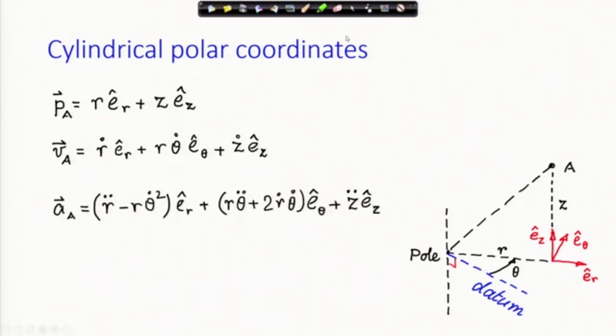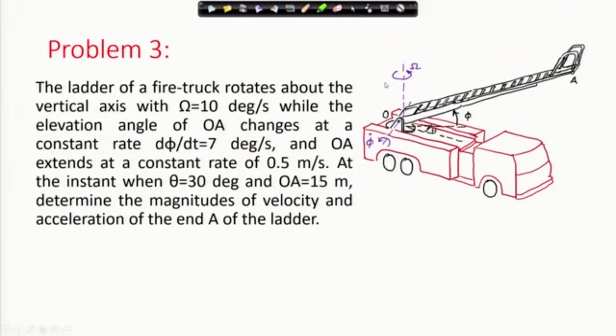If I differentiate once again with respect to time, I get the acceleration. Once again you notice that this part is the acceleration in the plane polar coordinates, and this is the additional term because of e_z. So, this much for the cylindrical polar coordinates. Let us look at a problem in cylindrical polar coordinates.